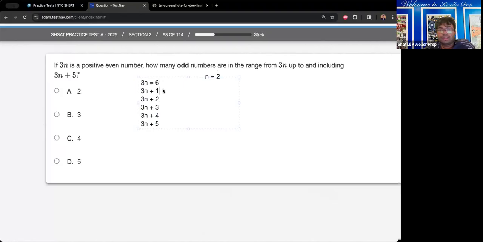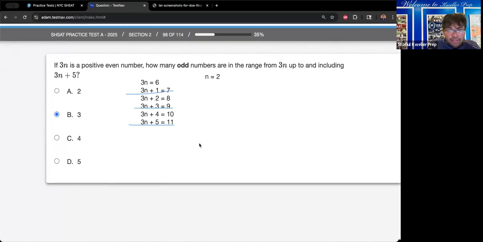And it's basically telling us how many odd numbers are here. So 3n is equal to 6. This one is 7, 8, 9, 10, 11. How many of these are odd? 7, 9, and 11. So 3.